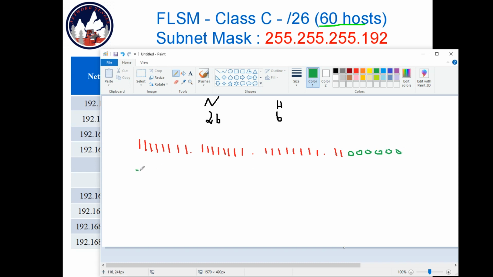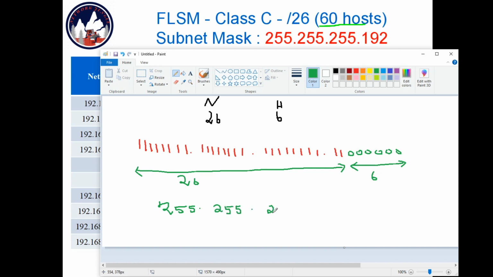Here, out of 32 bits, 26 bits are in the network portion and 6 bits are in the host portion. So the summation of all the values becomes 255.255.255.